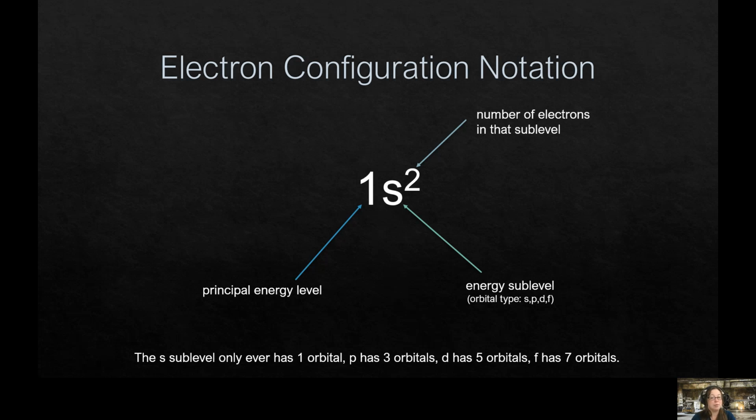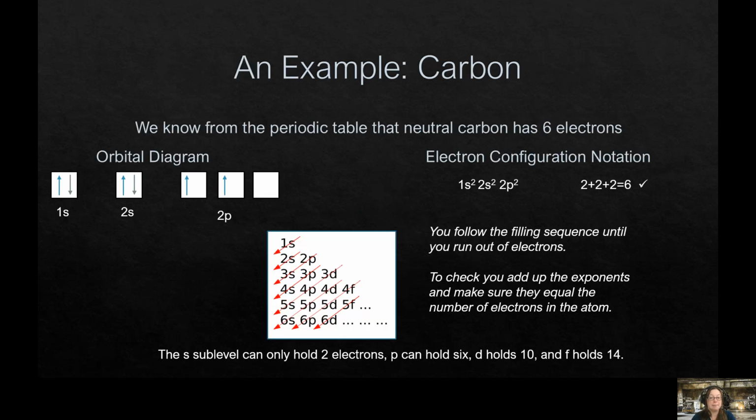So let's do an example of using this. Okay. So we know from the periodic table that a neutral carbon atom has 6 electrons. You're going to follow the filling sequence until you run out of electrons. And then you're going to check it by adding up the exponents, those little superscript numbers, to make sure they equal the number of electrons in the atom. So first we're going to do our orbital diagram. We have a 1s, a 2s, and a 2p.